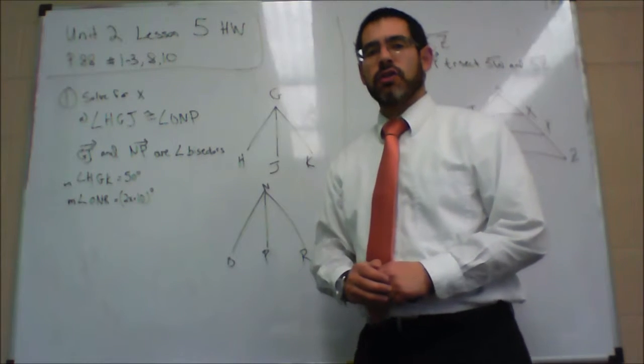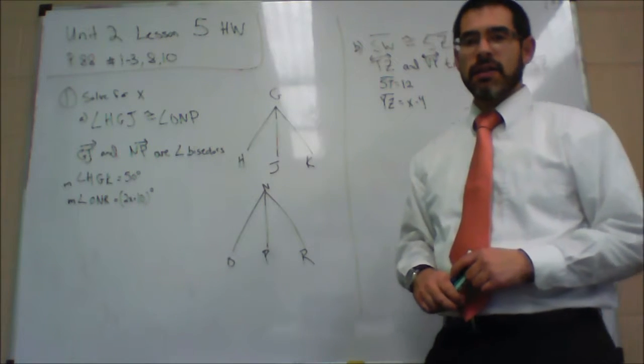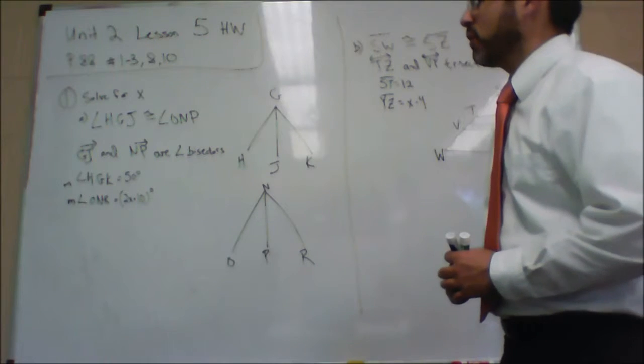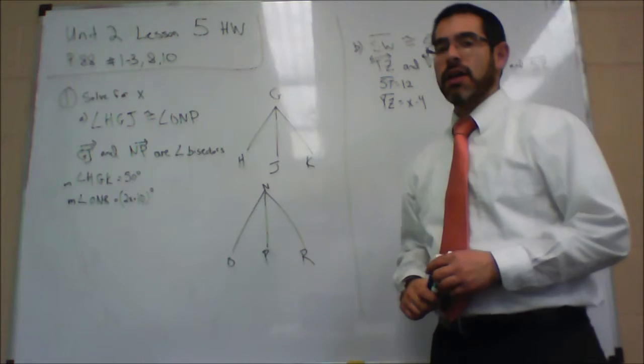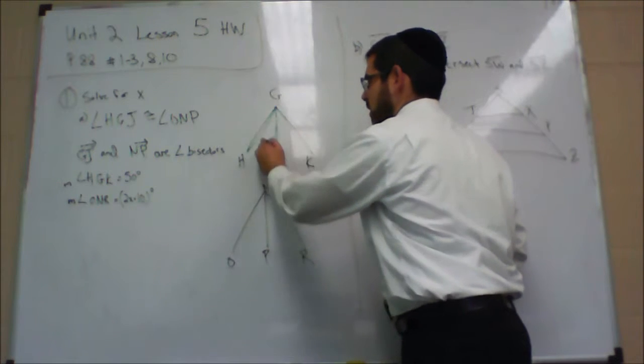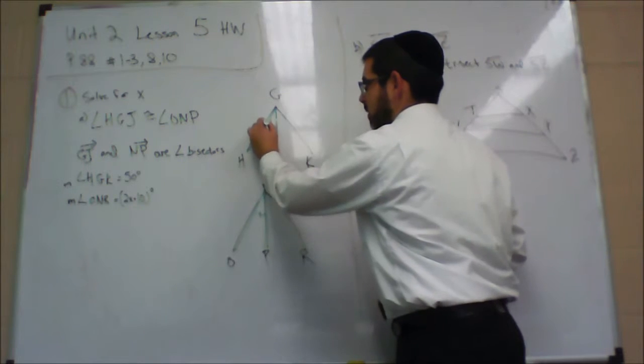Okay, we're doing Unit 2, Lesson 5 homework, page 88, numbers 1 through 3, and 8 and 10. Here I have number 1 on the board already. It gives you the situation. It says solve for x, where HGJ is congruent to ONP. So here's HGJ, and this is congruent to ONP. So these two angles are going to be congruent.